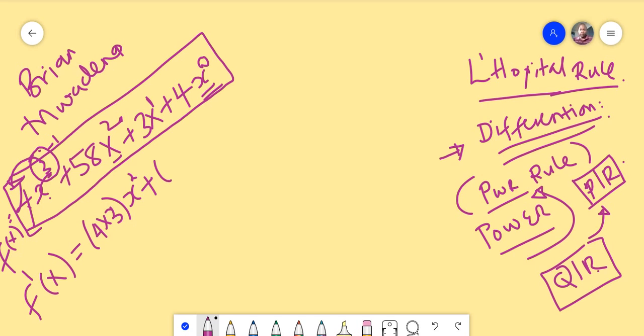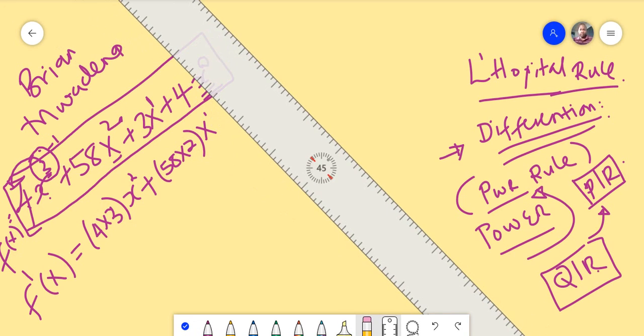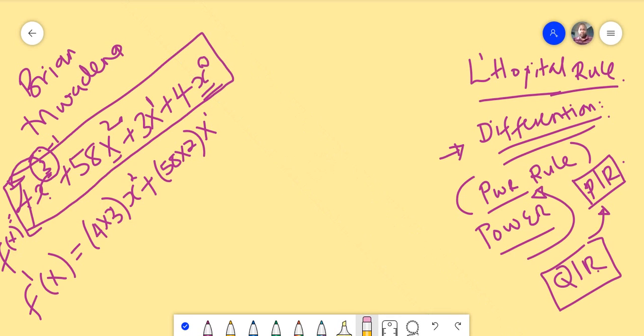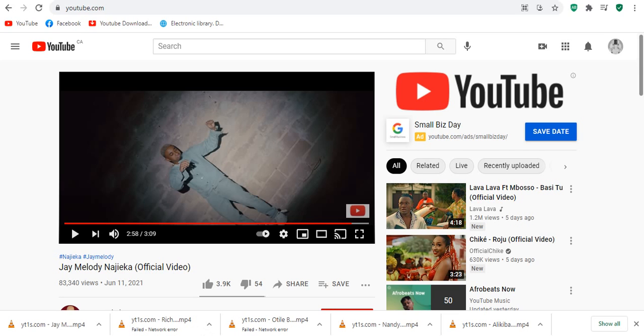Now since this is power 2, it will be 58 times 2, and then x to the power 2 minus 1, which is 1. There's no need of writing something raised to power 1, so I can decide to drop that so that my work becomes neat.